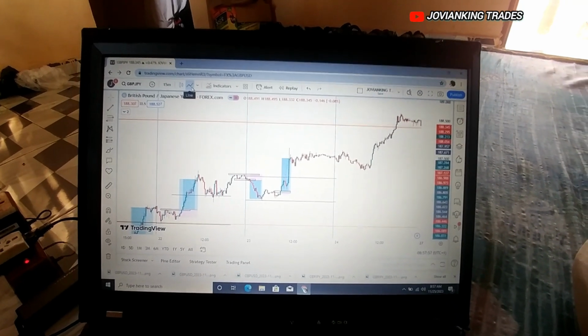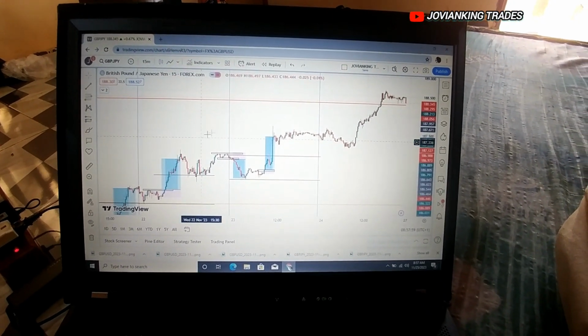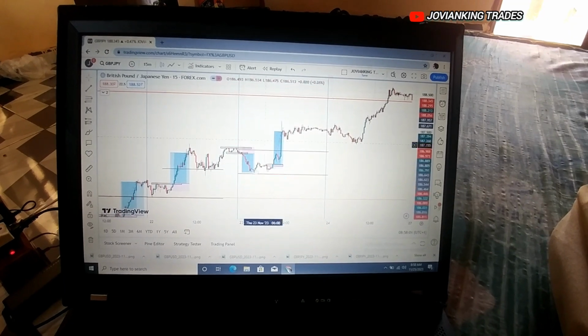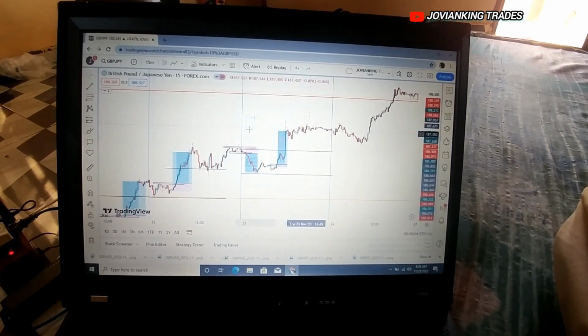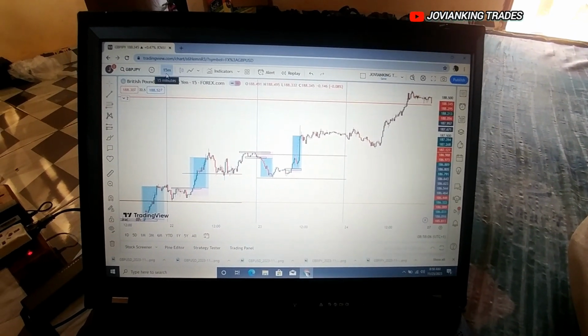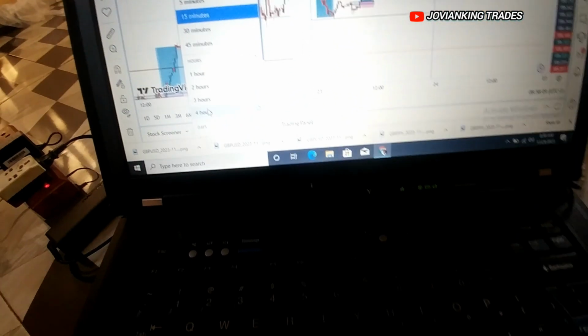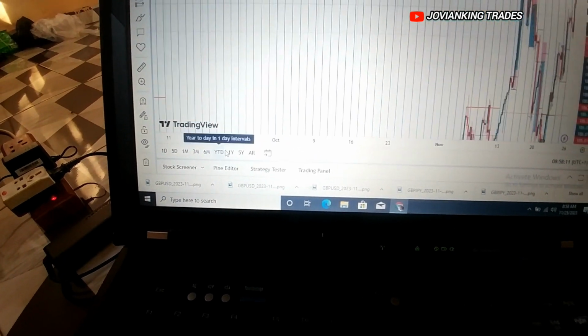If you watch my screen, you'll see that there are so many lines and setups. I'm going to show you how I'm able to come about all these setups. So first of all, go to your 4 hour time frame. This is my 4 hour time frame.